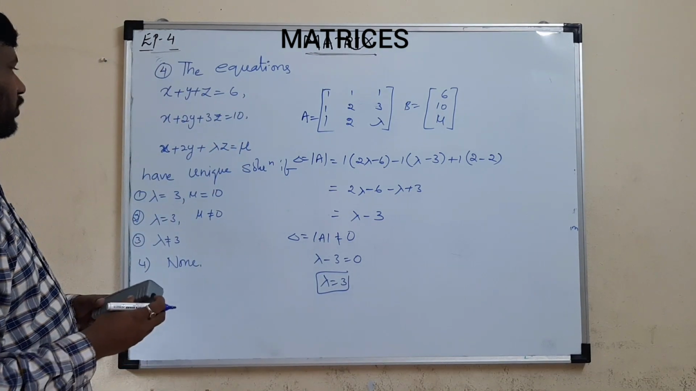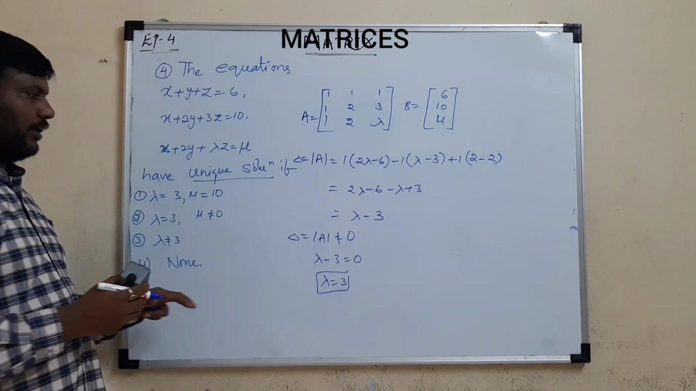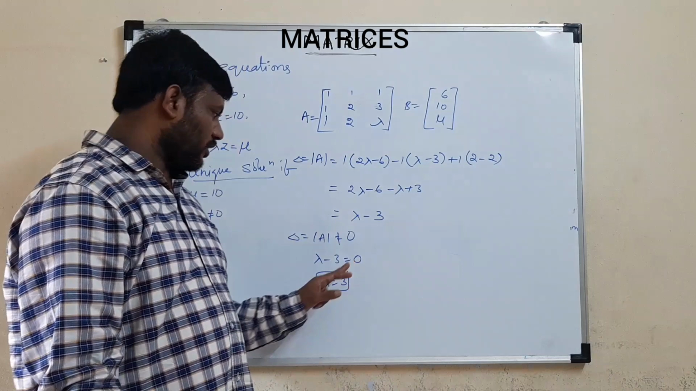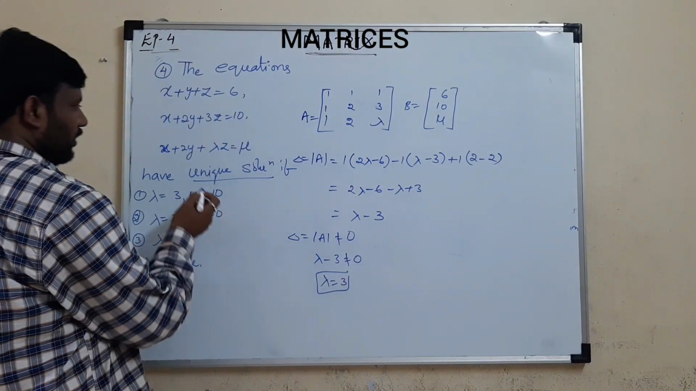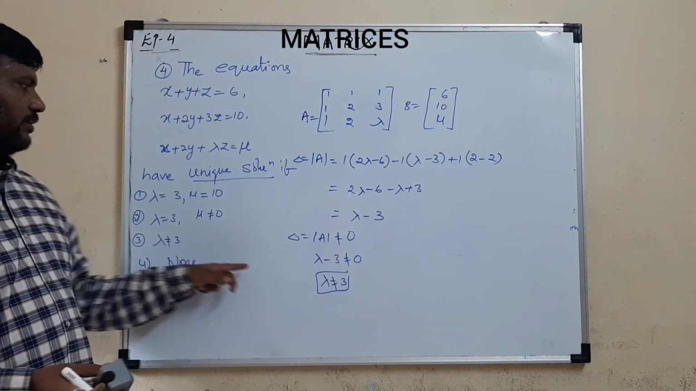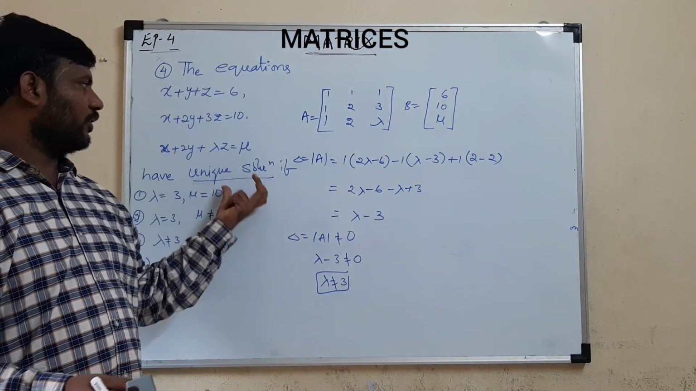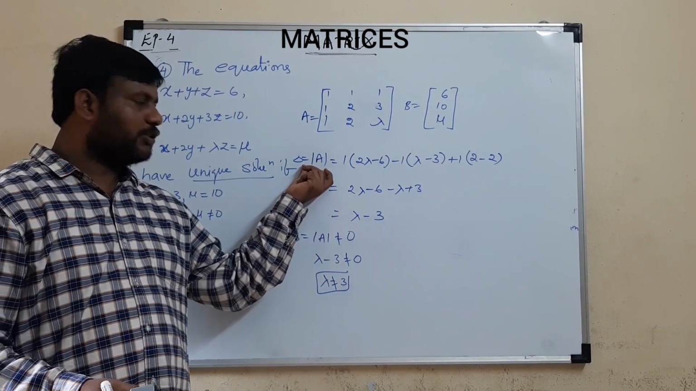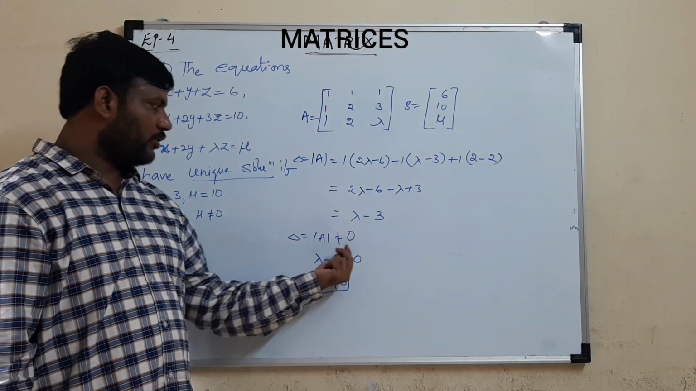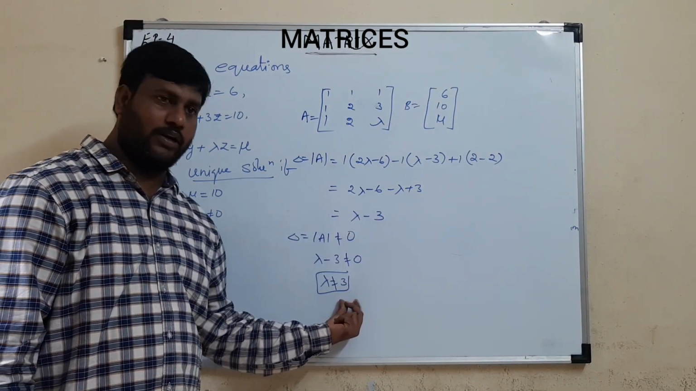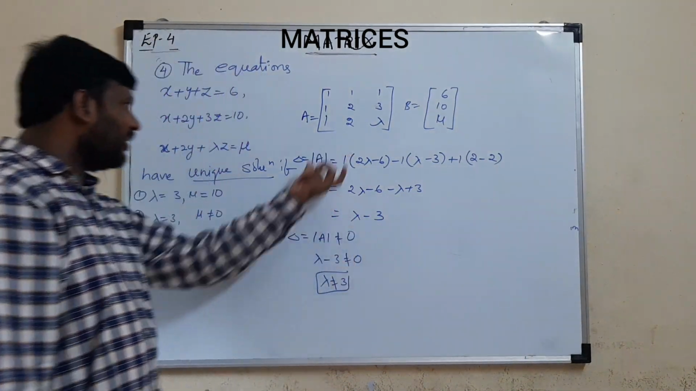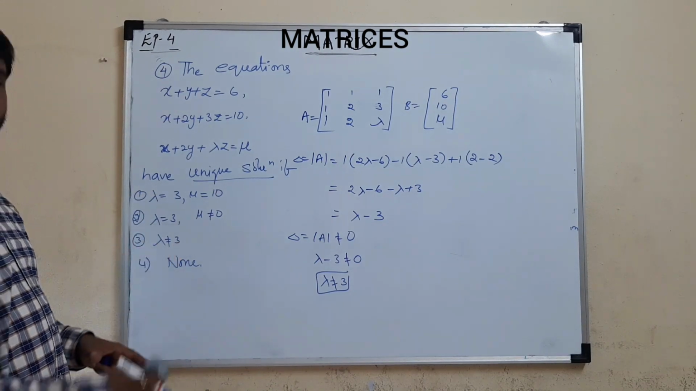What is the question here? Have a unique solution. If we take equal to 0, it is not having a unique solution, right? So for the unique solution in the question I take not equal to 0, which means lambda should not equal 3. If you want this equation to have a unique solution, definitely delta, the coefficient matrix determinant, should not equal 0. If lambda is 3, it's not a unique solution. That's why lambda should not equal 3. Then the given equations have a unique solution. So the option here is 3.